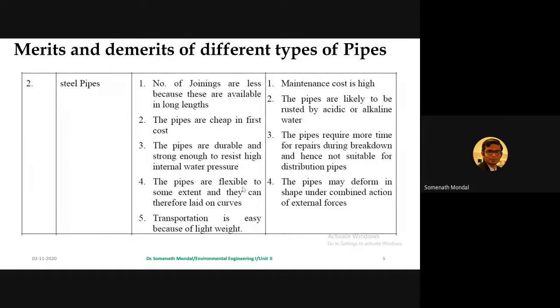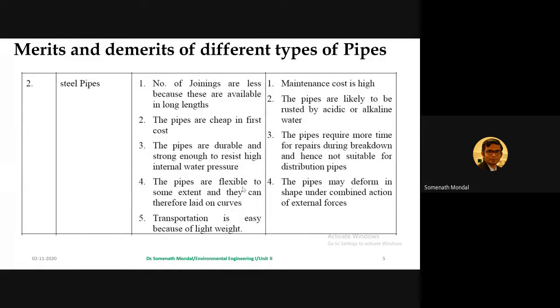Whereas the maintenance of steel pipe is expensive, and this is the main drawback of this kind of pipes. Now the pipes are likely to be rusted by acidic or alkaline water, so it's another problem. So these are vulnerable to the reaction. These pipes require more time for repairs during the breakdown, and hence are not suitable for distribution pipes, because you would take a certain type of pipe which takes less time for the maintenance, because they would be in a system where you need 24 hours distribution most of the time.